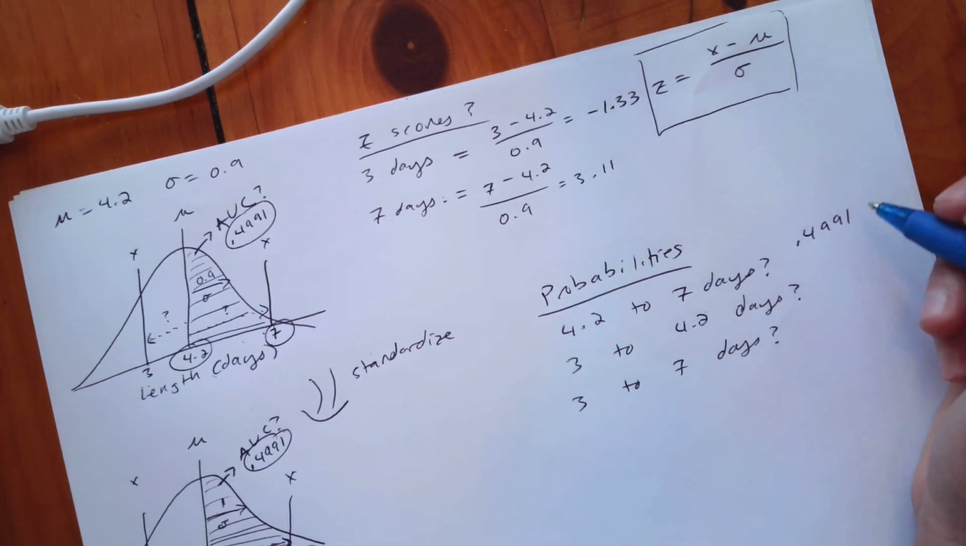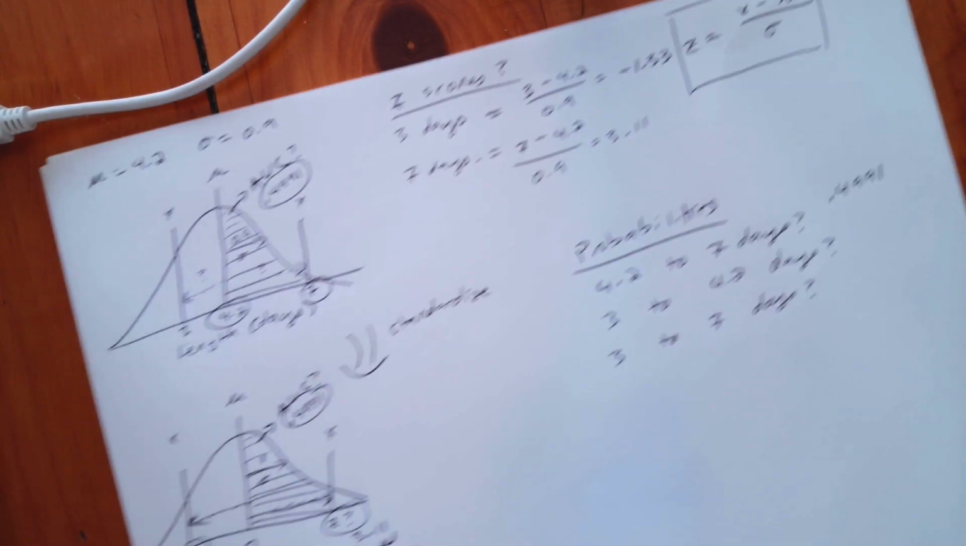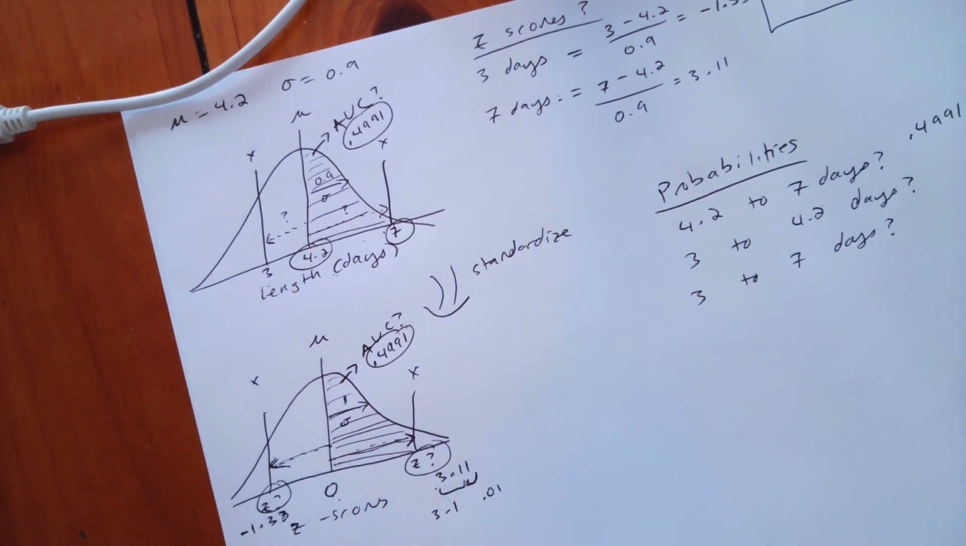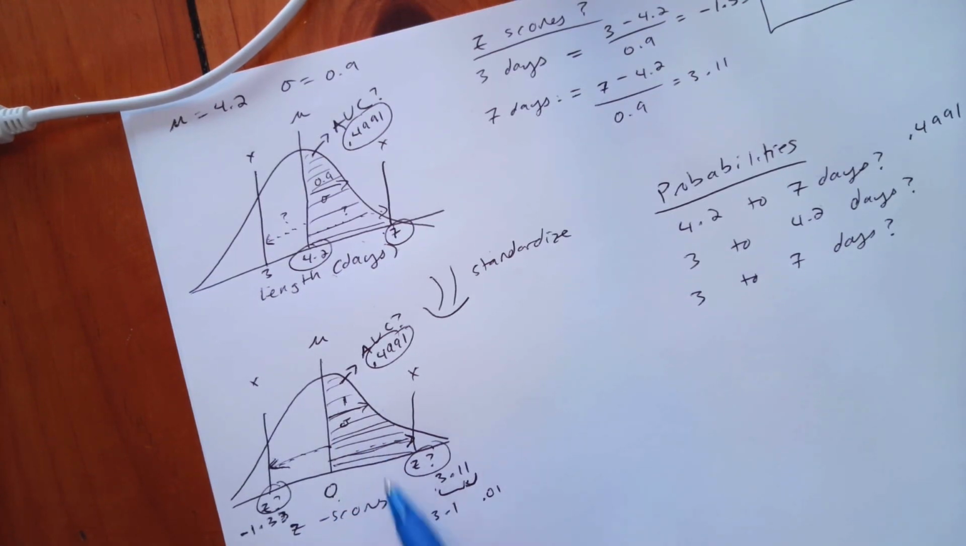So that is our answer. What we did here to get this answer was we drew this out, we figured out what portion of the area under the curve was going to be shaded, and then we looked up that area under the curve on the standard normal distribution using z-scores.